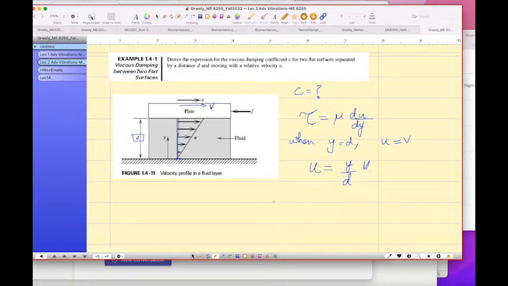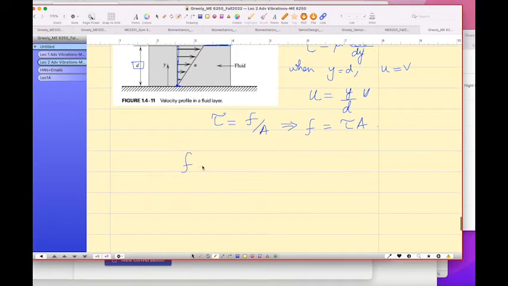Now, shear stress is maximum at the top layer, and it is 0 at the surface. Shear stress tau is force per unit area, so force equals tau times area. Agreed? And what is the force of a damper? C times v. This force equals tau A.